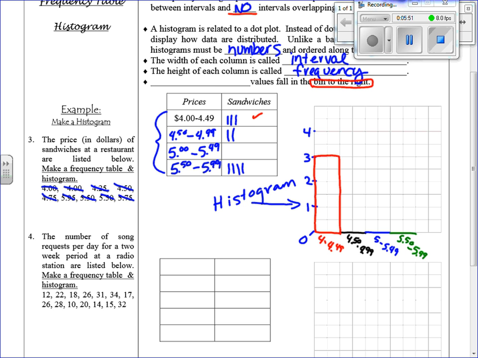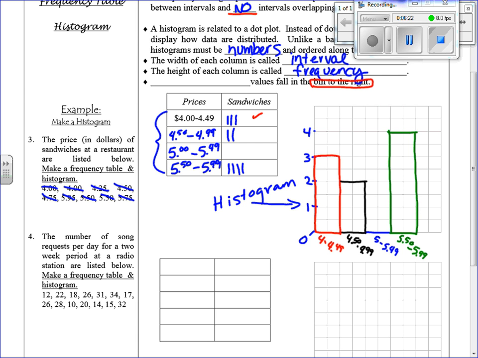The number of sandwiches that were 450 to 499, there were 2 of them. So that bar is going to come up to 2. Okay. 5 to 549, there were none. So that just stays right there. And finally, 550 to 599, that is going to be 4 of them. So it's going to come all the way up to here.